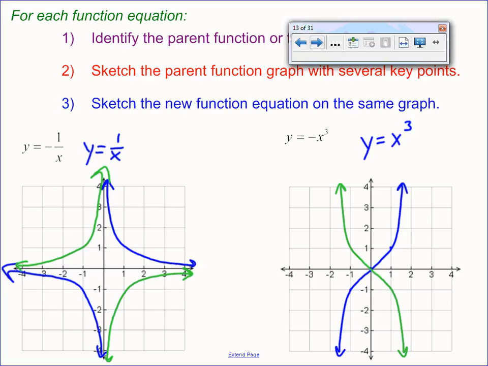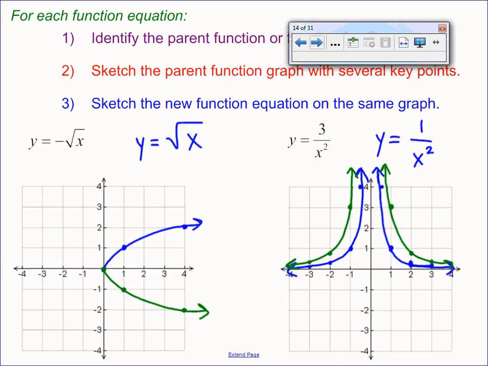The reciprocal function, again, negative, again, that flips it across the x-axis. The new one is in green. The cubing function family, the negative flips it across the x-axis, and so the new one is in green. The square root function family, the negative flips the blue across the x-axis, the new one is in green.